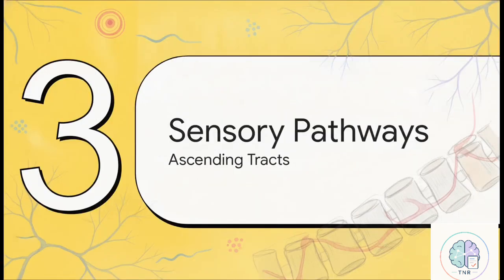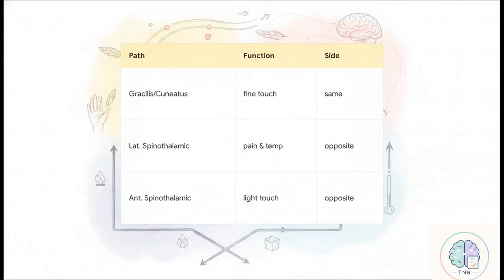Okay, moving to Section 3, let's map out the ascending sensory pathways. So here we have a massive clinical split in how sensory data actually reaches the brain. If you look at the fasciculus gracilis and cuneatus at the top, these manage joint position and fine touch for the same side of the body. But if you drop down to the lateral spinothalamic tract, which handles pain and temperature, that pathway affects the opposite side of the body. Wait, why the difference? Let's trace them to find out.